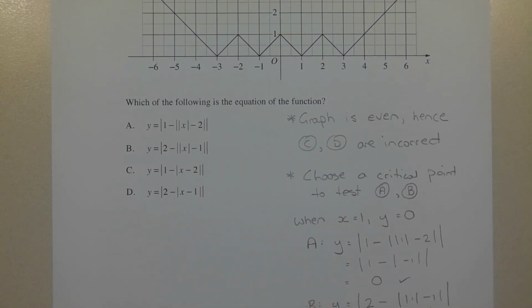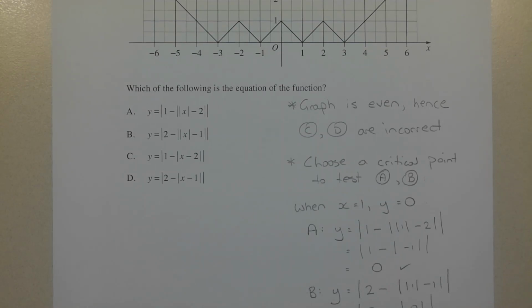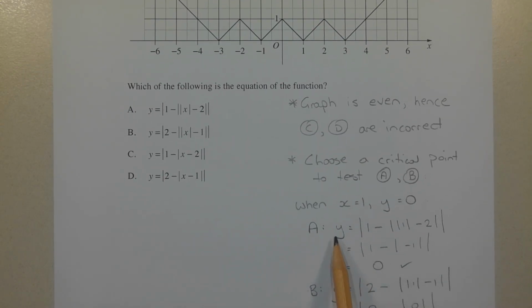So testing option A and substituting 1 for x, we get y is equal to the absolute value of 1 minus the absolute value of 1 minus 2. So working inside out, 1 minus 2 is -1. The absolute value of -1 is +1. 1 minus 1 is 0, and the absolute value of 0 is 0. So option A passes.